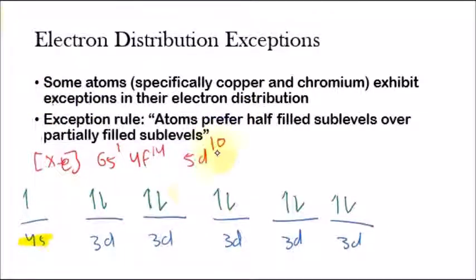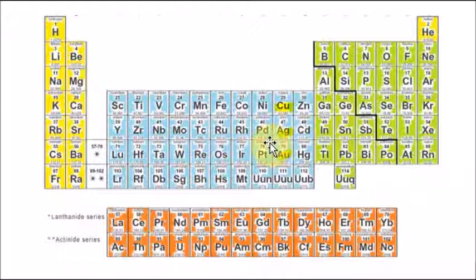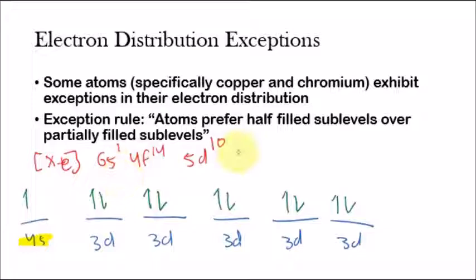Same thing here. With silver, you get over here, we're at 5s2, 4d9, it'll turn into 5s1, 4d10. You just move an electron from the s orbital into the d orbital. Okay, now let's look at chromium.